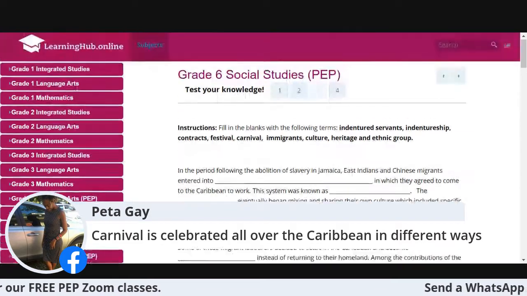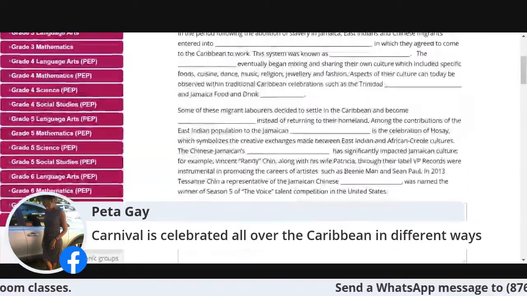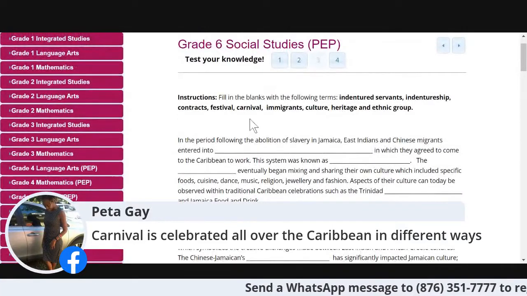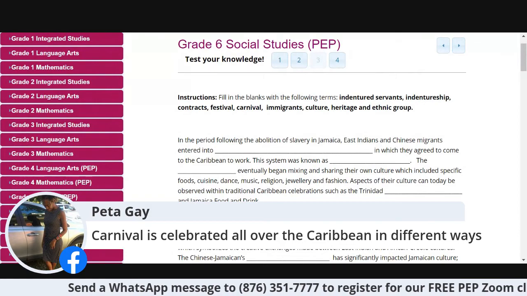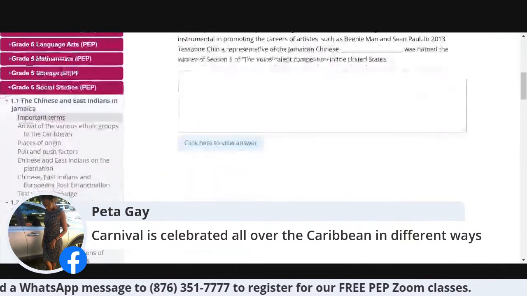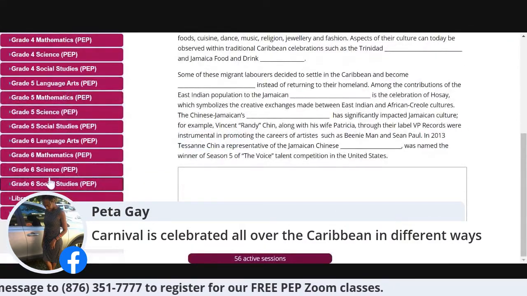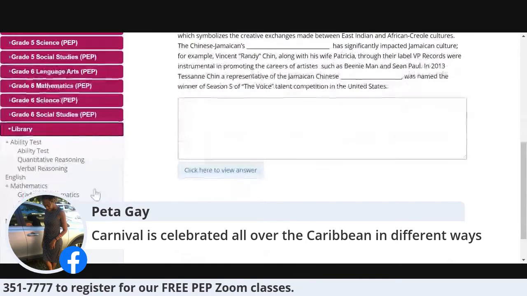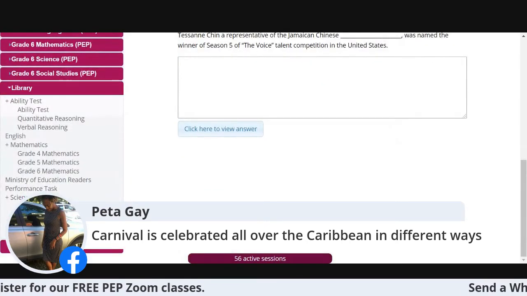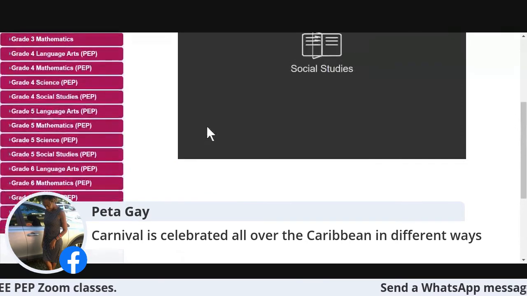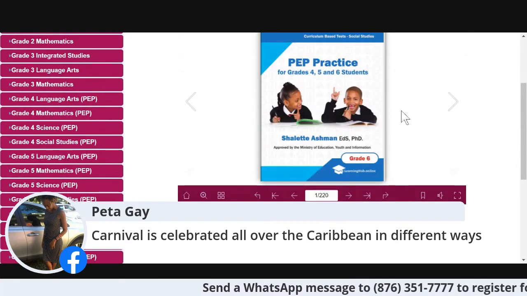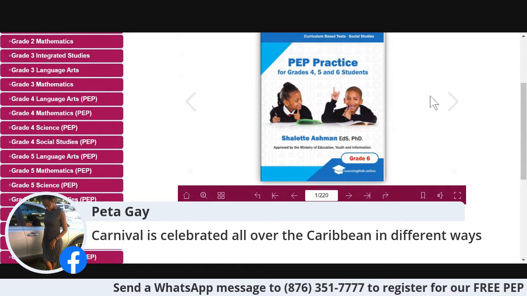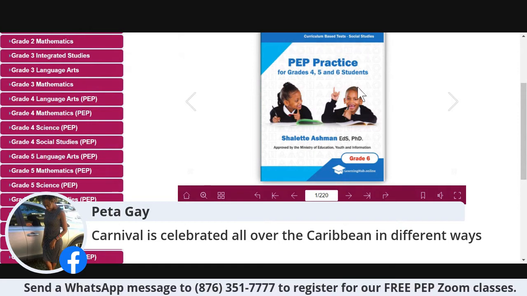All right. Now, I actually like this test your knowledge because here we have a passage and it's asking us to fill in the blank with the terms. Okay. So because we're on the teacher side, I'm going to use the library and go down to social studies. And I am going to pull up this very book that we're using. Remember, guys, we're using this social studies workbook, PEP practice for grades 4, 5, and 6 students.